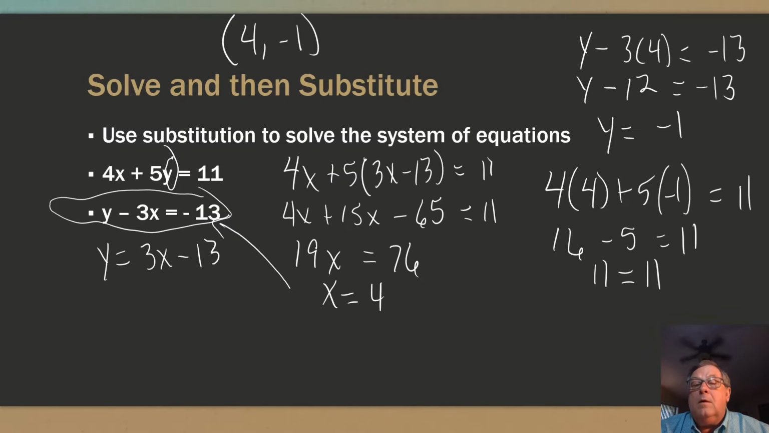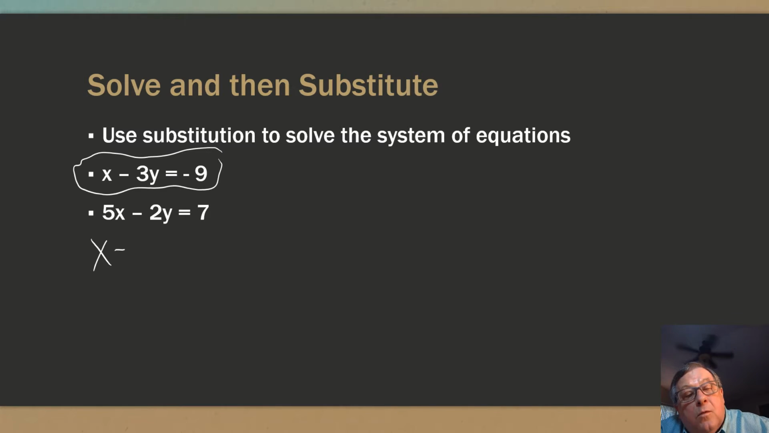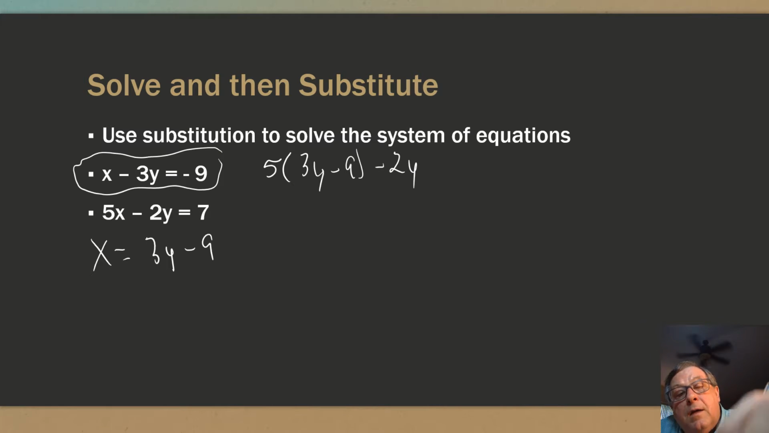All right, let's look at one more where we're having to solve and then substitute. Okay, so this time I got x minus 3y equals negative 9, 5x minus 2y equals 7. My easiest one to isolate a variable is this top equation. I can go ahead and add the 3y to both sides, and then I've got x equals 3y minus 9. Now we can substitute this 3y minus 9 for x into the second equation. So then I'd have 5 times 3y minus 9 minus 2y equals 7, and we're going to solve for y.